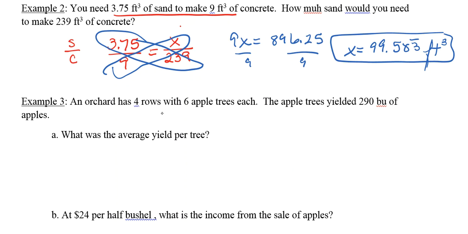So we've got to figure out how many trees we have. So if we have 4 rows, and each row has 6 apple trees, we know we have 24 apple trees. All of the trees together gave us 290 bushels. So to find out per tree, we're going to take the total bushels and divide by the total trees. So 290 divided by 24 tells us that each tree gave us a little bit over 12 bushels.